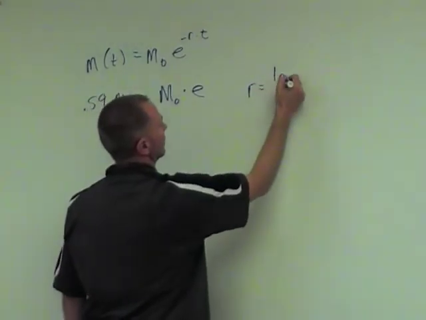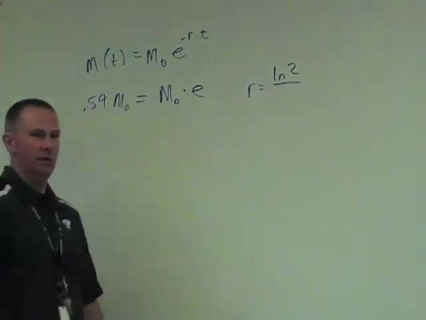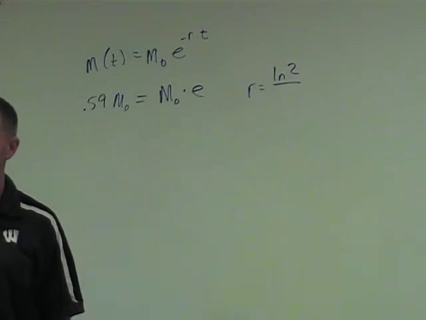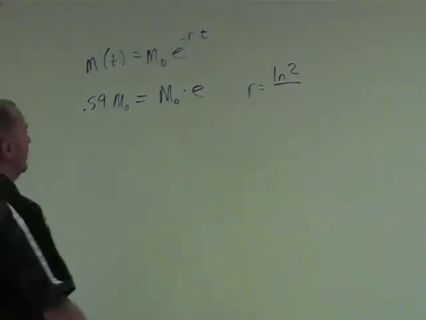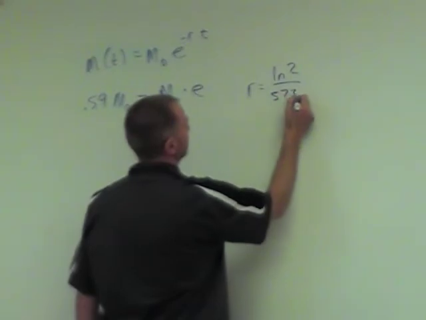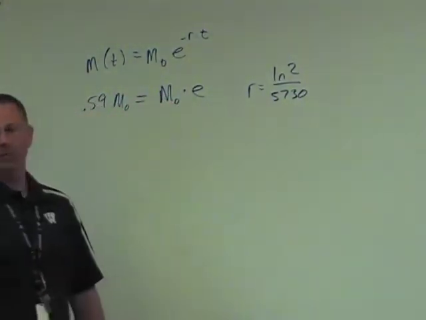R is the natural log of 2 over the half-life. What did it say the half-life was? 5,730. Calculate that for me, please.